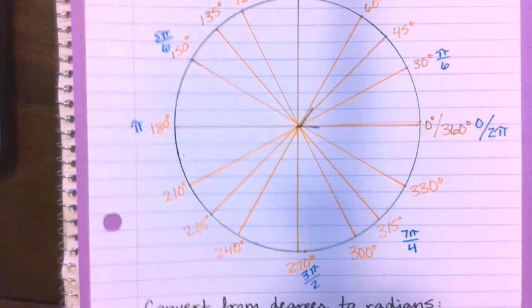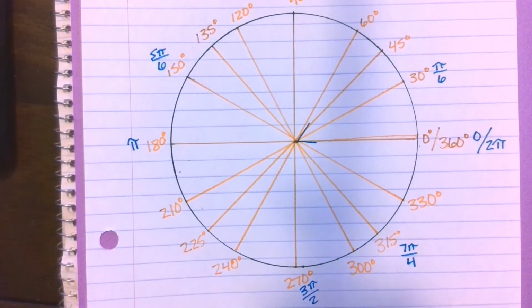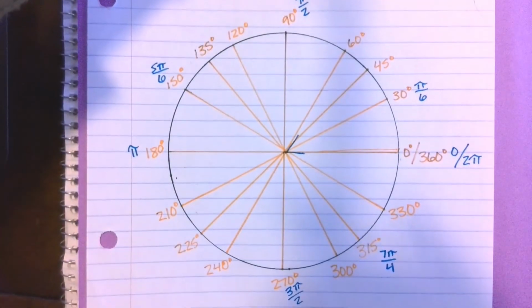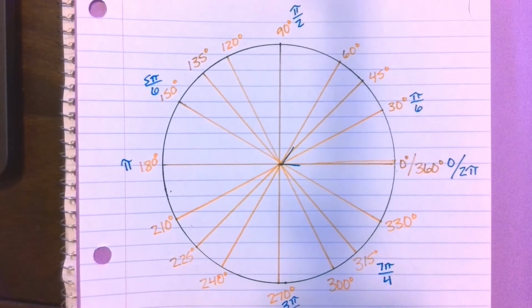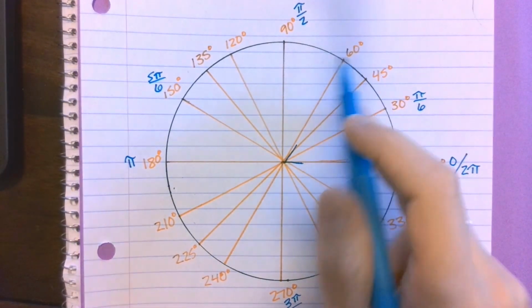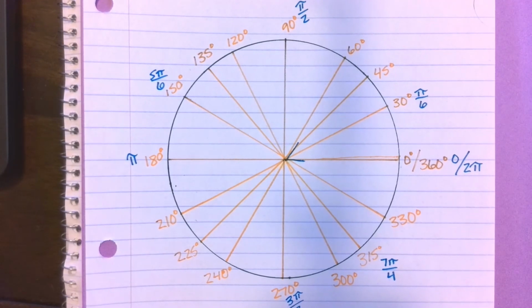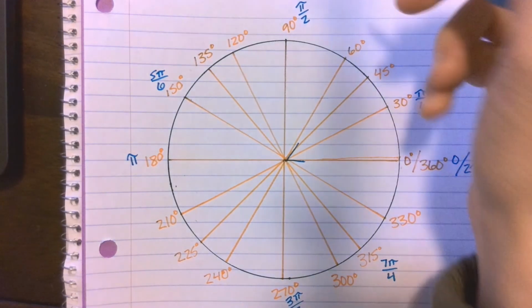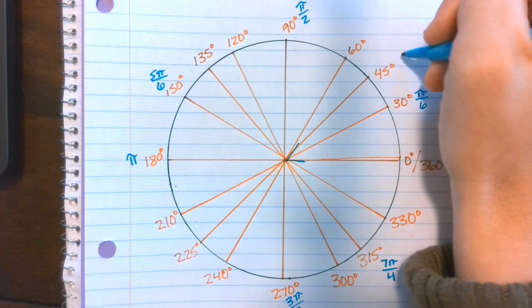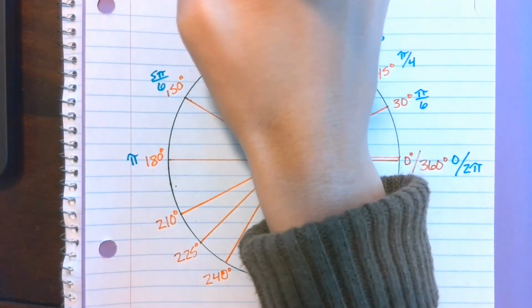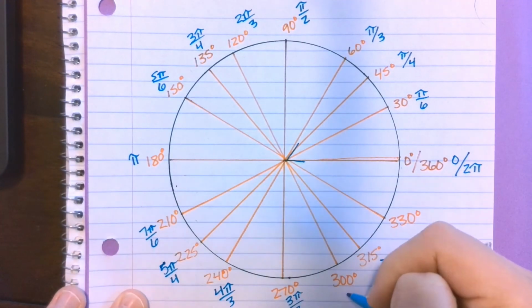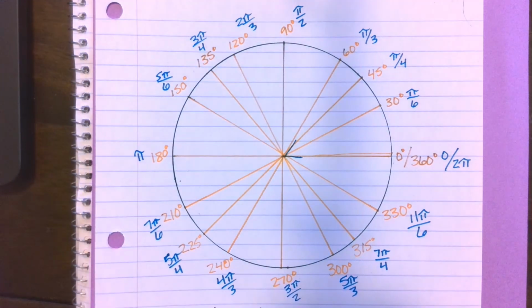Okay, so go ahead and pause the video and try some of these on your own. Go ahead and try 45, 60, try a few of these, and just make sure that you are understanding how to convert them, but I'm going to go ahead and write them all in so that you can check if you need to. So there are all of the radians for the main angles.